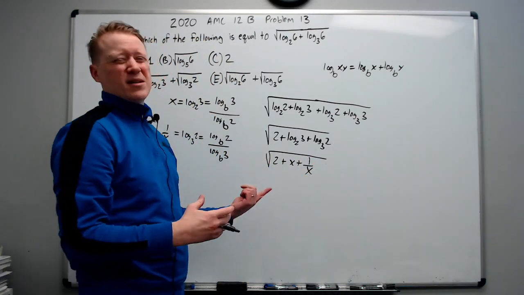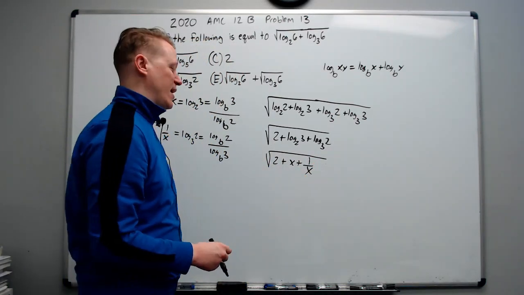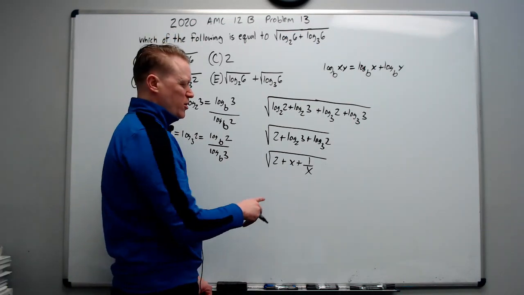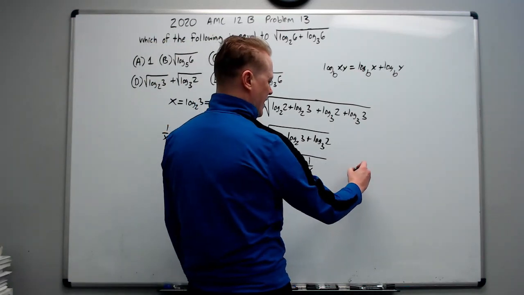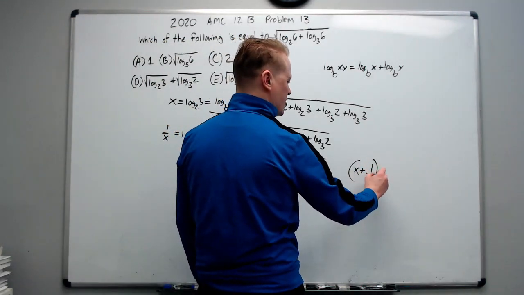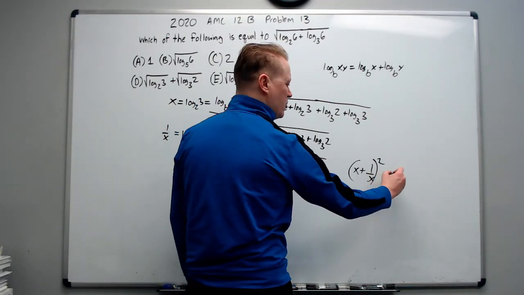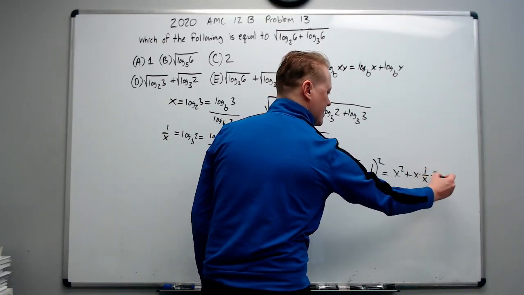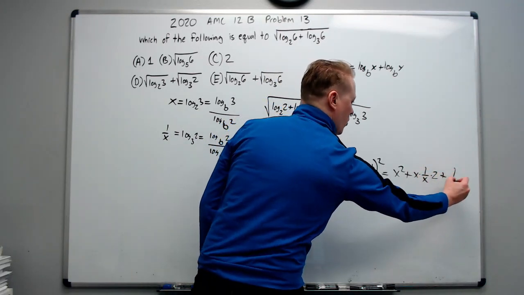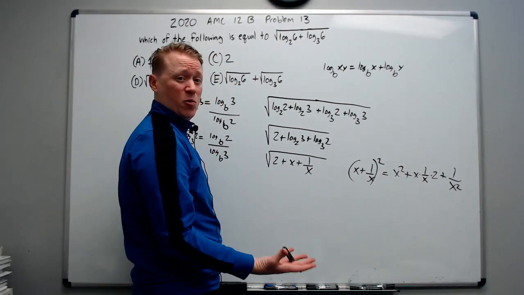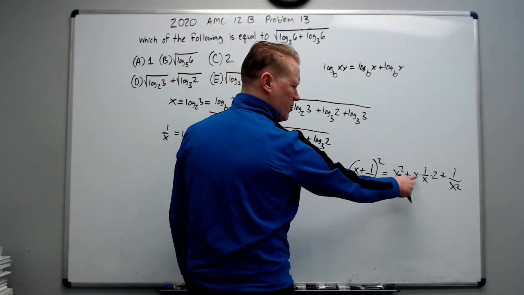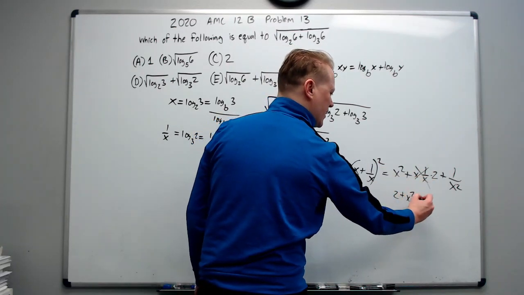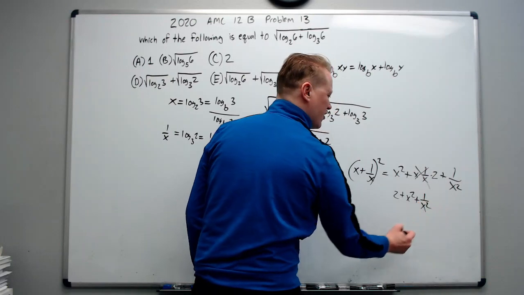And you might be like, what are we going to do with that? Well, there are some options actually. If you completed volume 1, there were some manipulations where you would multiply things like x plus 1 over x squared. And if you did that, you would get x squared plus x times 1 over x times 2 plus 1 over x squared. In volume 1, that took place. And so you'll notice that the x times 1 over x just goes away and you get 2. You get 2 plus x squared plus 1 over x squared.